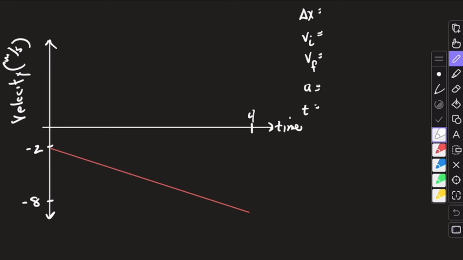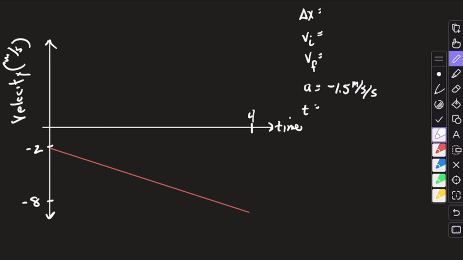Do it again. All the numbers are the same. This isn't about the numbers. It's about having you see something. Are you seeing it? Is this slope positive or negative? Sure is. It's got to be negative 1.5 meters per second per second.